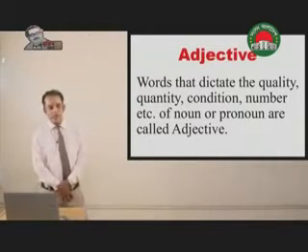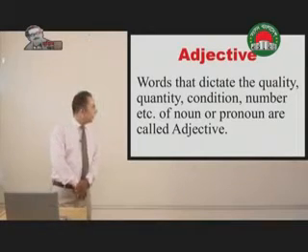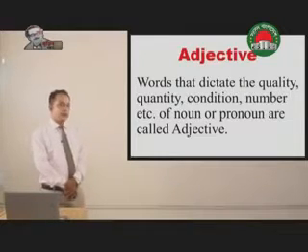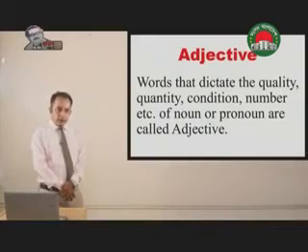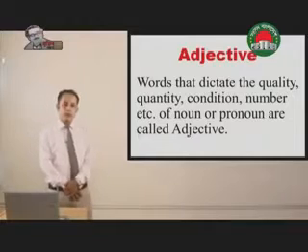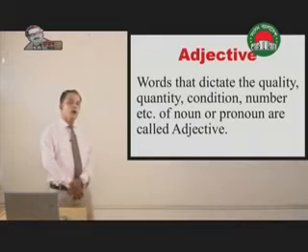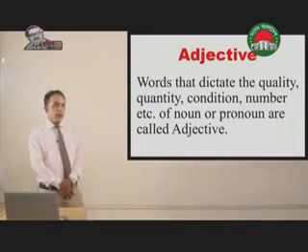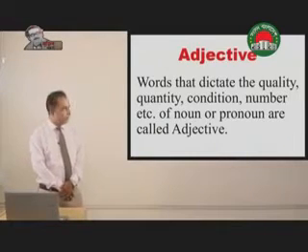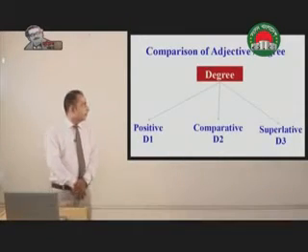Let's know about adjective. Do you know what adjective is? Okay, words that denote the quality, quantity, condition, number, etc. of noun or pronoun. Be careful, dear students. Words that denote the quality, quantity, condition, number, etc. of noun or pronoun are called adjective. Okay. Now, let's know comparison of adjective of degree.